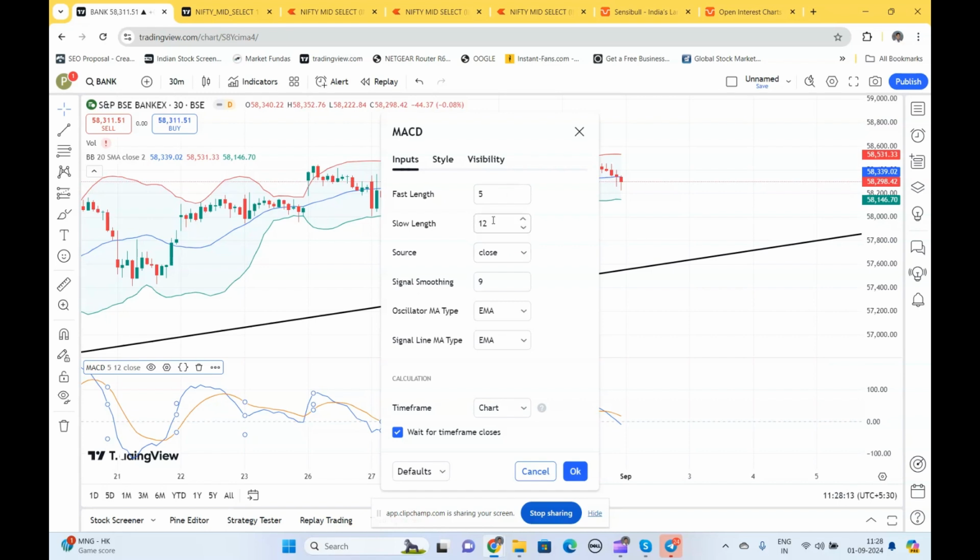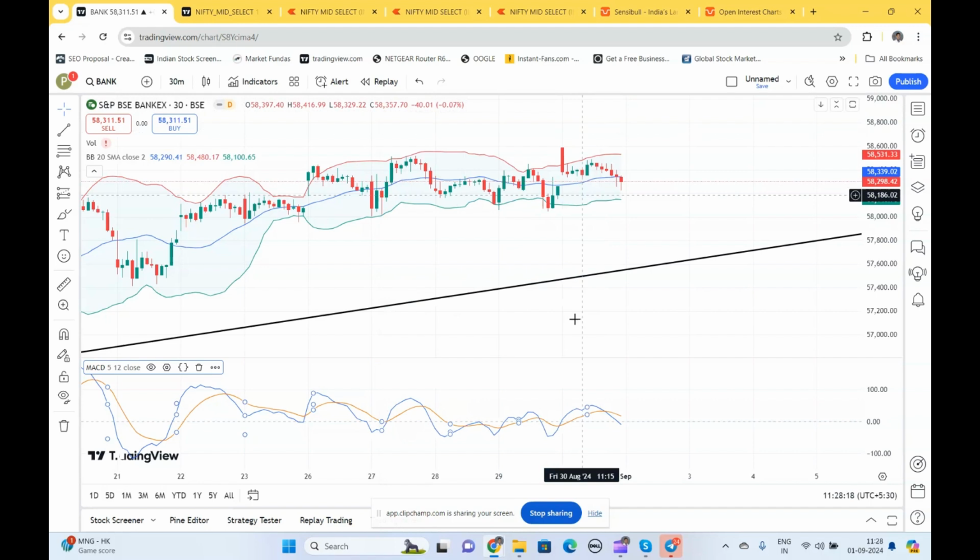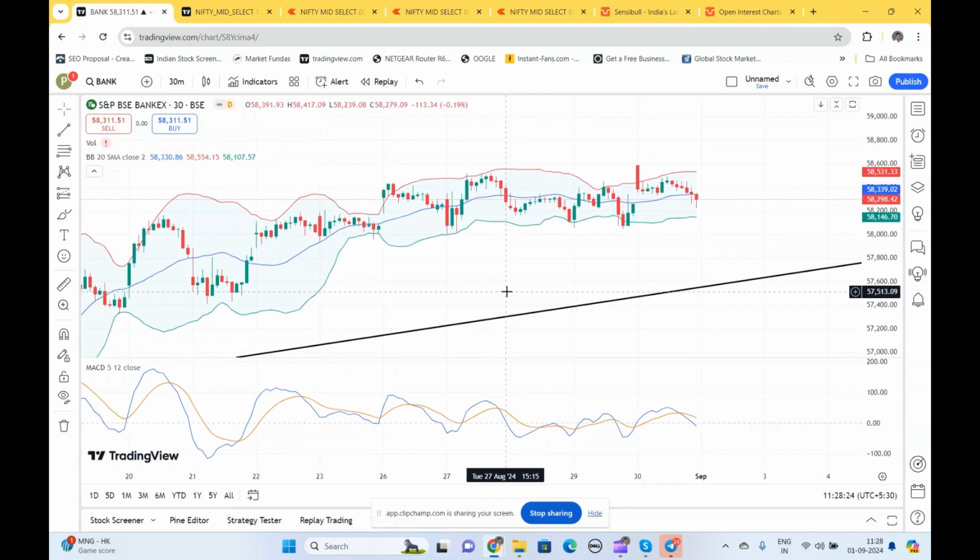This is what I follow, and it gives me 70 to 80% success because it gives a correct indication of when to go short and when to go long. This is the analysis for BANKEX.